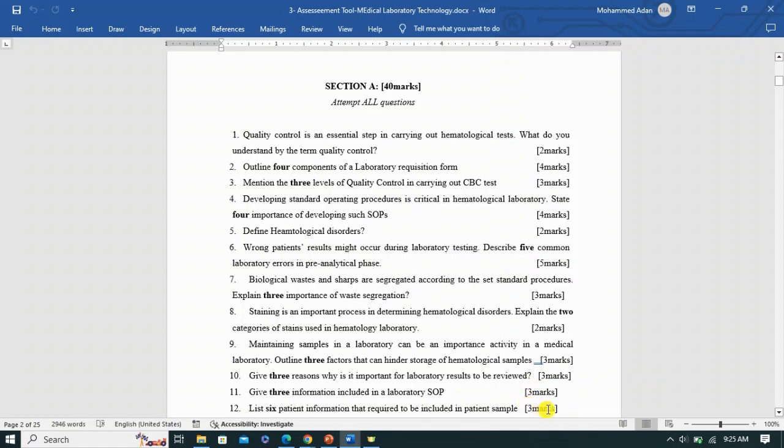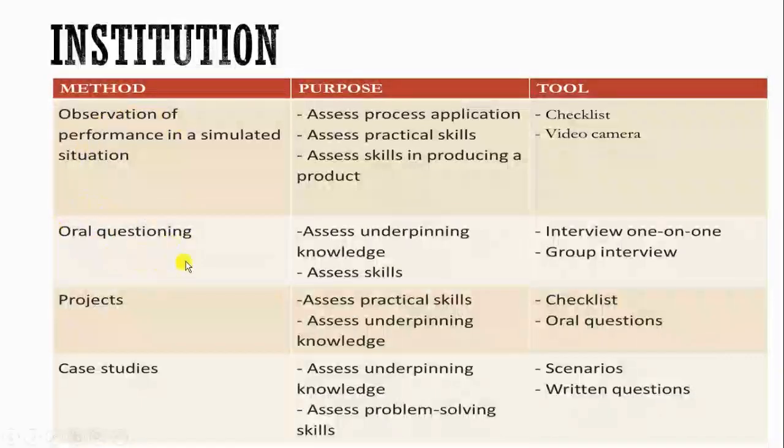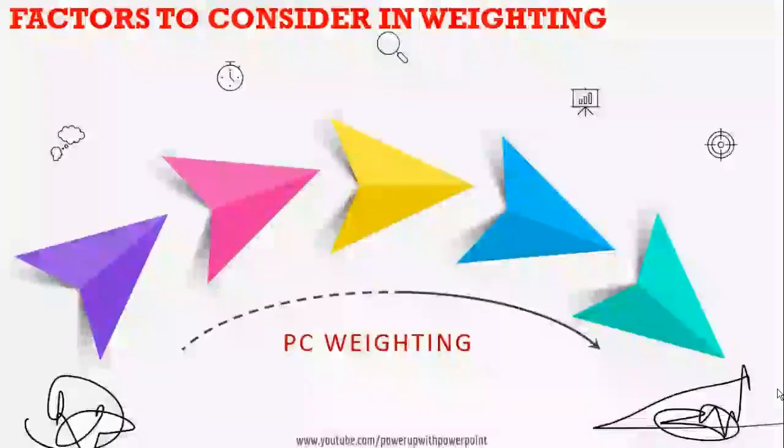And the last bit is the guide on what we call scoring. And when I talk about guiding in scoring, there are a number of ways that can be done. It can be used to determine the number of marks that are available for each performance criteria, or it can be used to determine weighting of different assessment methods. So therefore, it's going to guide on what you need to score, based on different assessors or instructors.